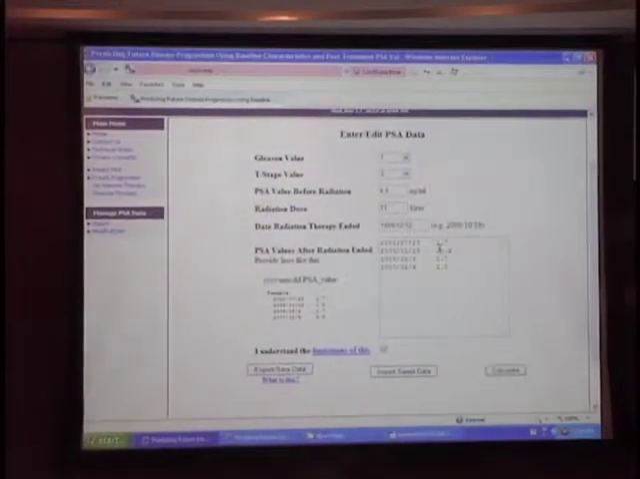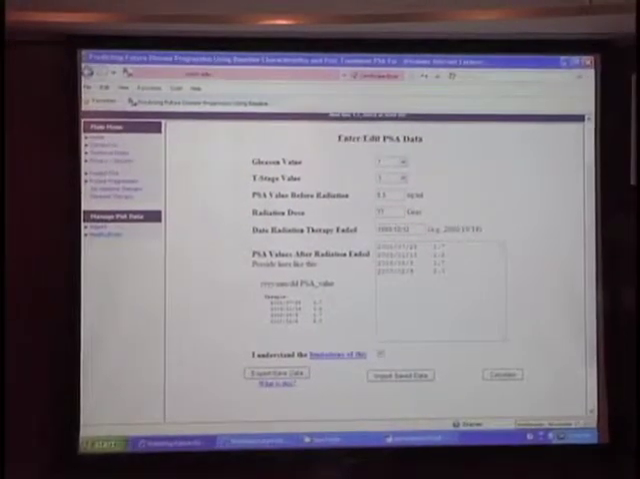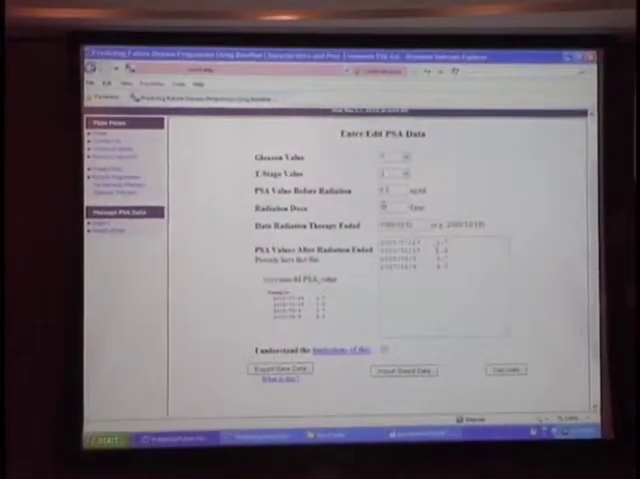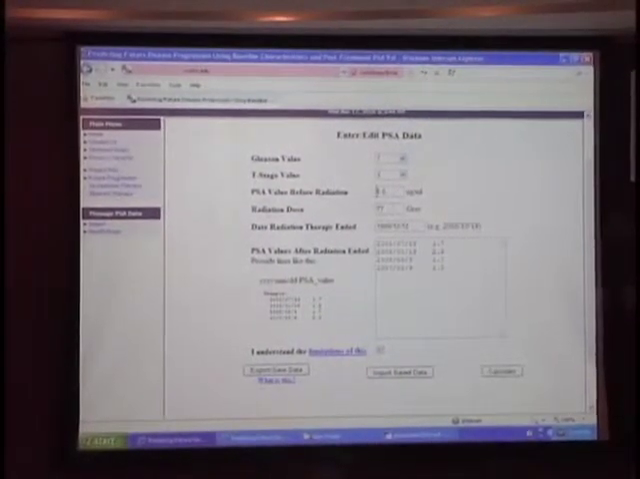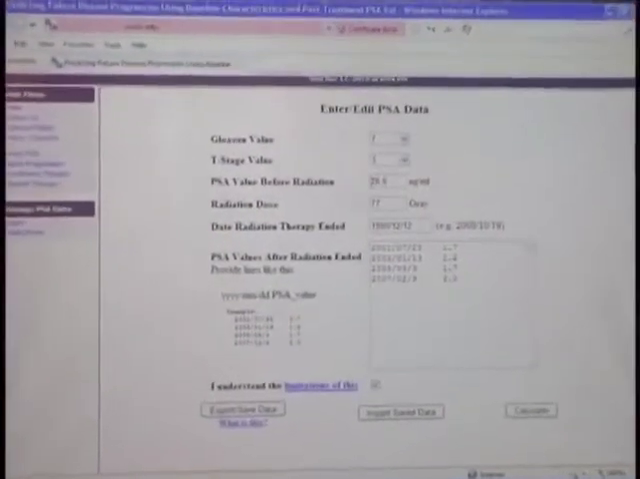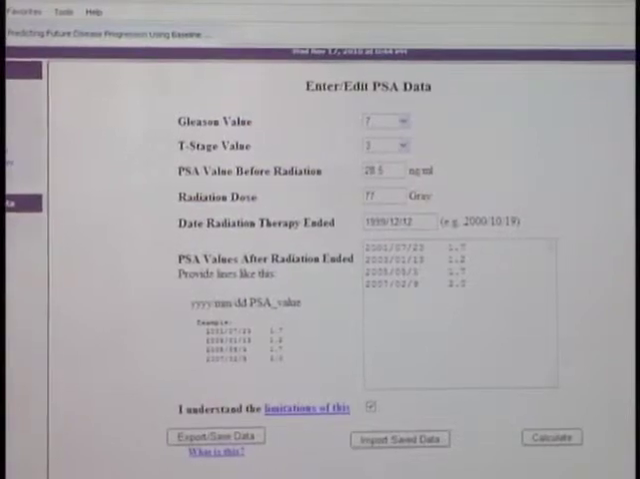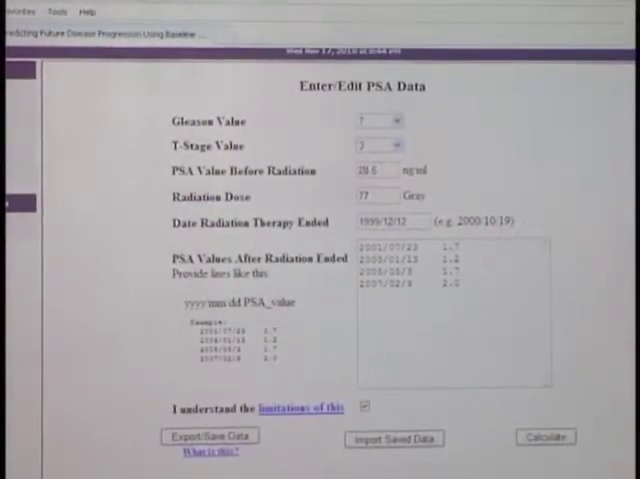So here's a quiz question. Is anyone here a prostate cancer physician? No one's owning up anyway.